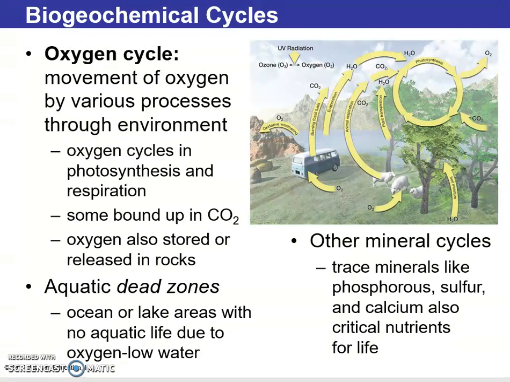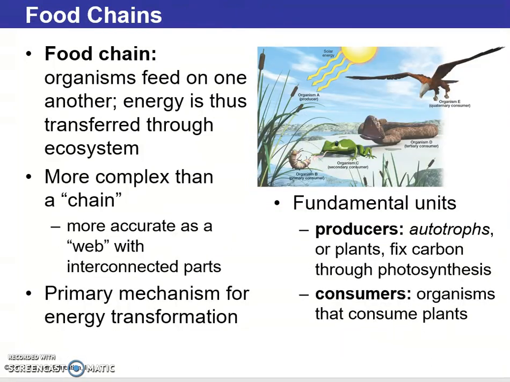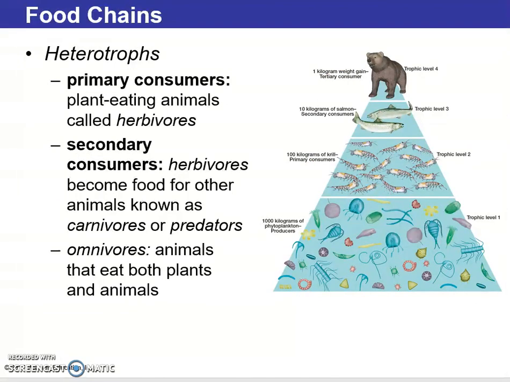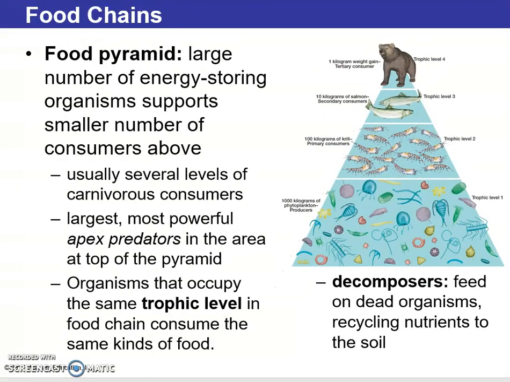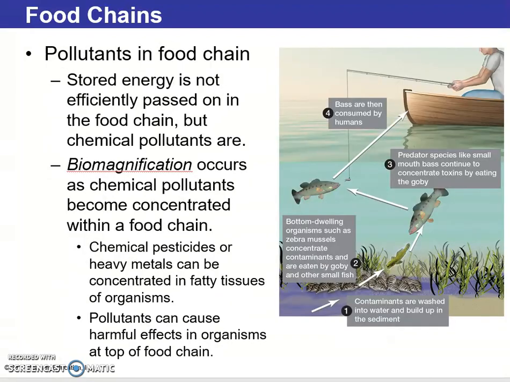We have the oxygen cycle, movement of oxygen by various processes through the environment, some bound up in CO2 and some actually oxygen. And the food chain, basically an order of animals and plants where they consume one another, as shown by this pyramid: primary consumers and secondary consumers. And a food pyramid showing that organisms occupy the same trophic level and usually eat the same kind of food. And disruptions in the food chain can have a rippling effect.